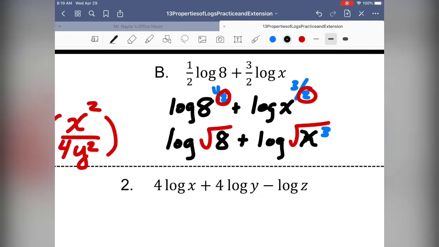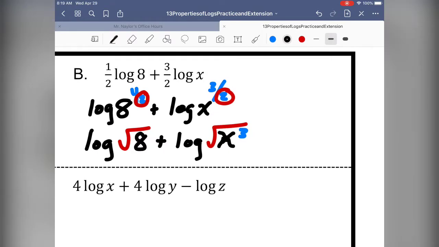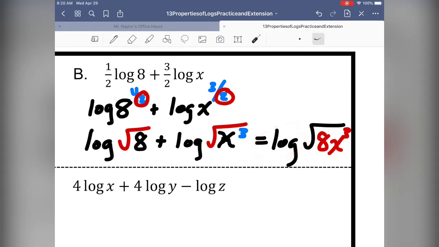Now, whenever you have square roots, and of course, this addition sign says that I'm going to be able to combine these together to be one log. So since now I have these square roots, I'm able to put all of them under the square root. And so the 8 and the x cubed can be combined together. Again, notice that we have one log. Because we had an addition sign, we were able to multiply these together to be the square root of 8x cubed.